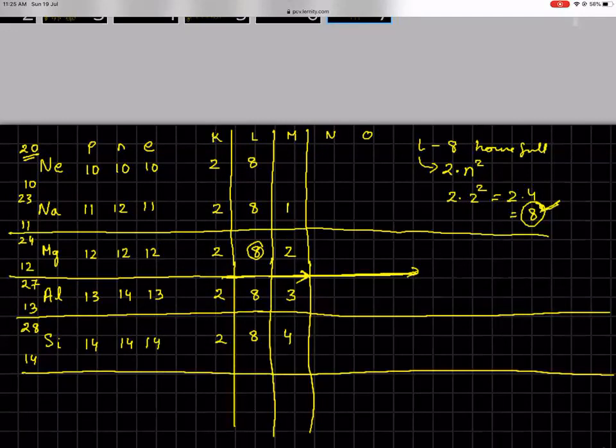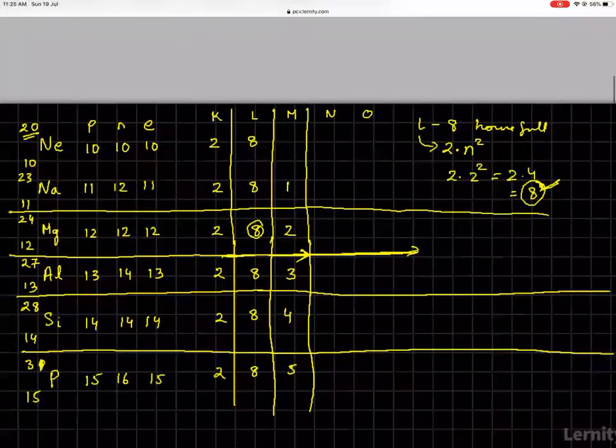Next after silicon you have phosphorus. In phosphorus you have 15 here, and this will be 30. Okay, not 30, it will be 31. So you have 15 here, you have 16 here, and you have 15 here. So it will become 2, 8, 5. So like this, keep writing. If you have doubts, I will clear them.